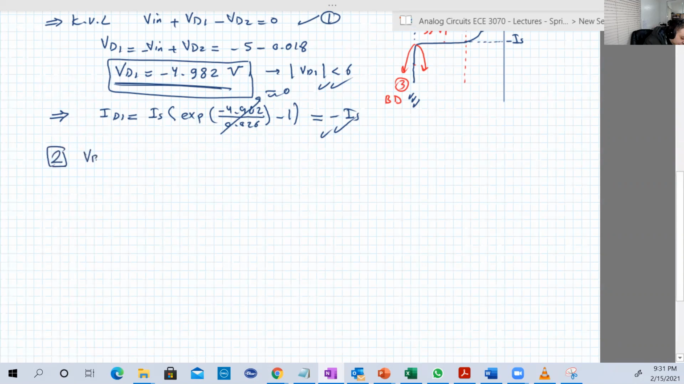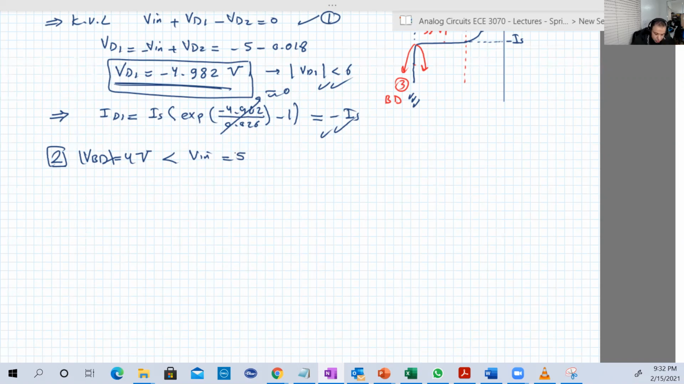And number 2, V breakdown is 4 volt, which is less than the input, which is 5. Remember, in number 1, or point A or point 1, we excluded the assumption that D1 is in breakdown because the input 5 volt was less than the breakdown voltage. But now, no. Now we can't say that D1 is not in breakdown. It might be, it's a possibility, because now the breakdown is less than 5 volt.